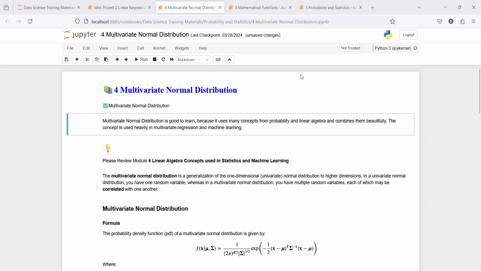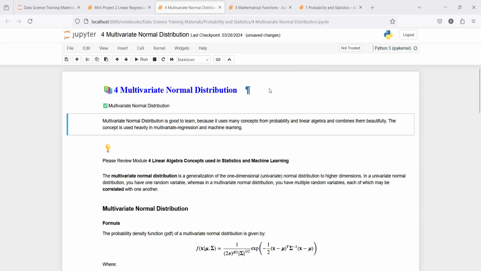The multivariate normal distribution is good to learn because it uses many concepts from probability and linear algebra, and it combines them beautifully. So you get to synthesize multiple ideas into one coherent concept, which is the multivariate normal distribution. It's used heavily in multivariate regression and machine learning, so it's really good to know.